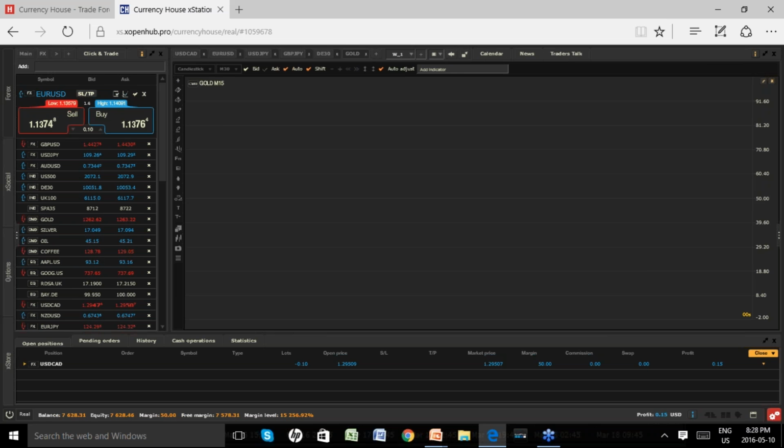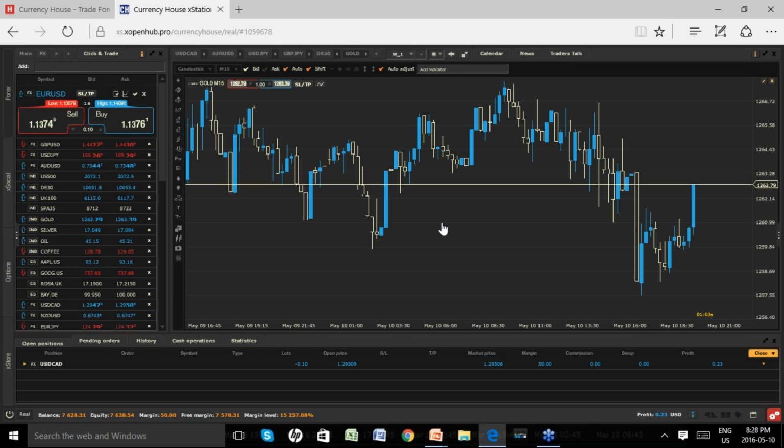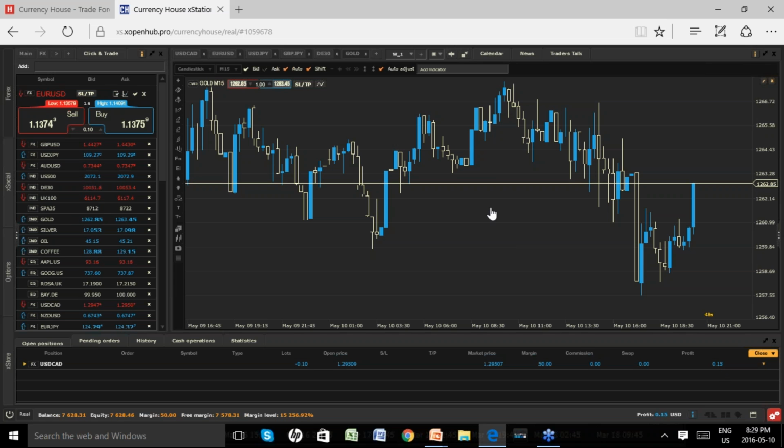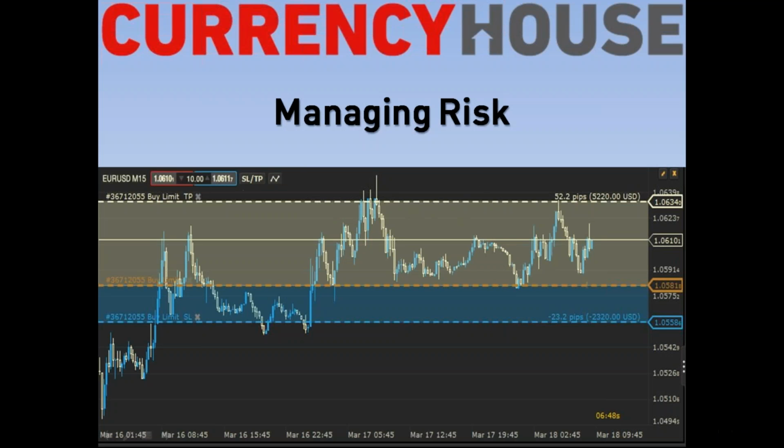So if you guys, like I said, ever need to change trade platform, it's very easy to do. You just click the add chart button here. Okay, so we can see that actually our trade has gone into the positive. So we're currently up 15 cents on the webinar. I'm up 15 cents on the day. Woohoo. Okay, so let's go back to managing risk here.